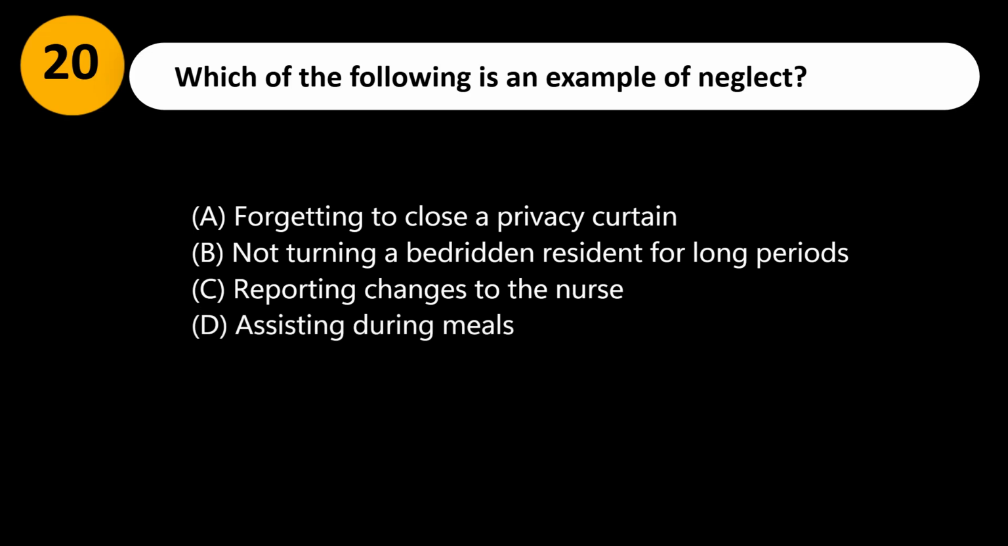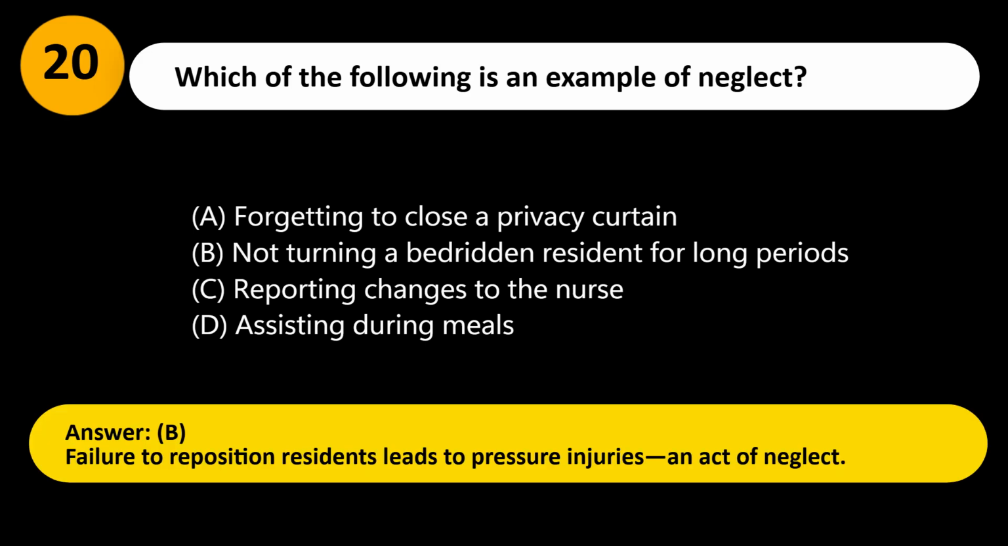A. Forgetting to close a privacy curtain. B. Not turning a bedridden resident for long periods. C. Reporting changes to the nurse. D. Assisting during meals. Answer: B. Failure to reposition residents leads to pressure injuries, an act of neglect.